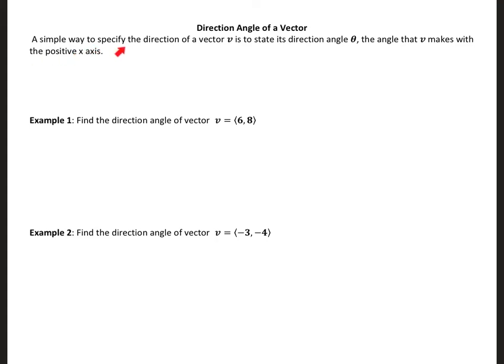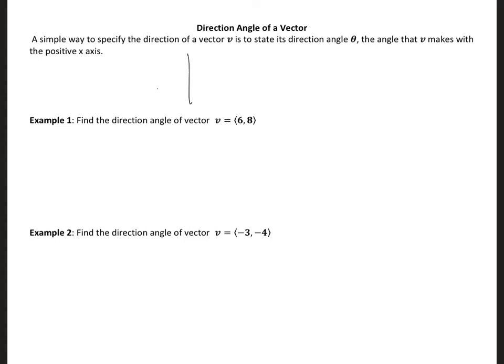Here we are looking at how to find the direction angle of a vector. A simple way to specify the direction of a vector is to state its direction. Remember, a vector has two things: it has direction and it has magnitude. We already know how to find the magnitude, and now we are looking at how to state the direction of the vector. We use an angle to do this, its direction theta, the angle that v makes with the positive x-axis.